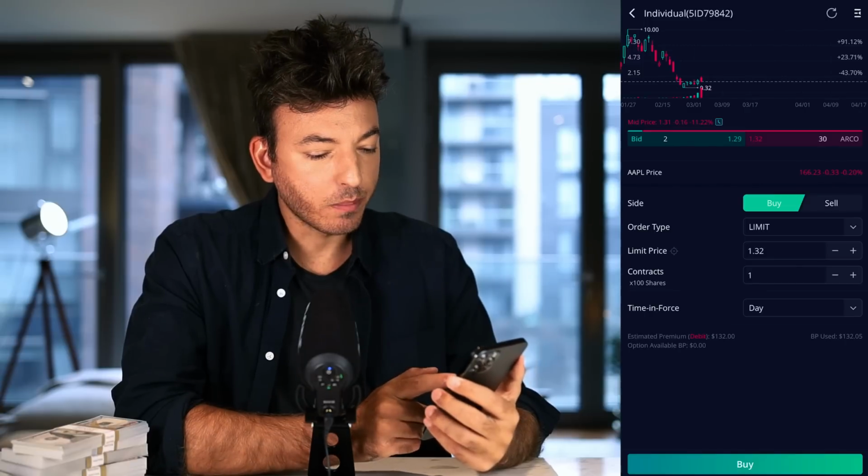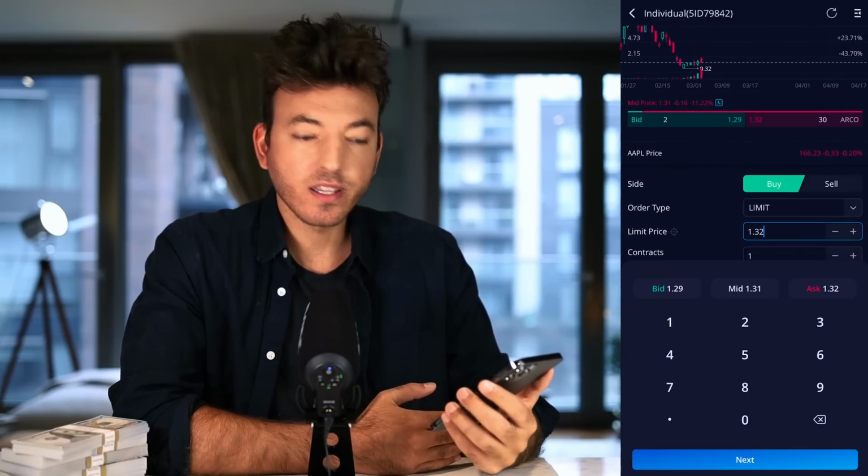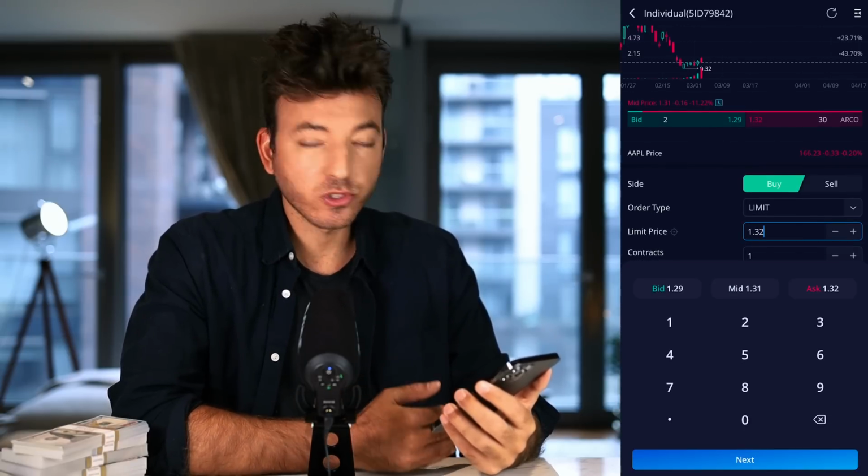Now, if we click on limit price right here, you're going to see the bid price pop up, the ask price, and also the mid price.